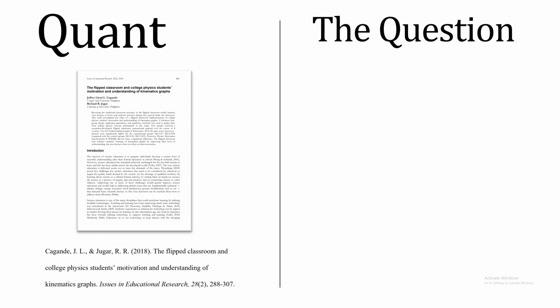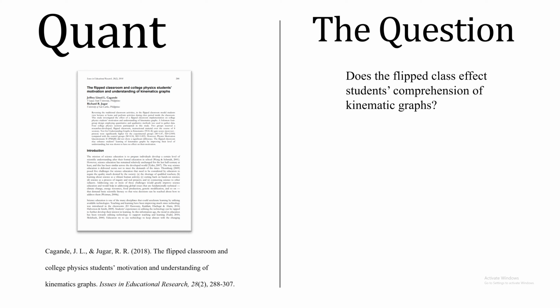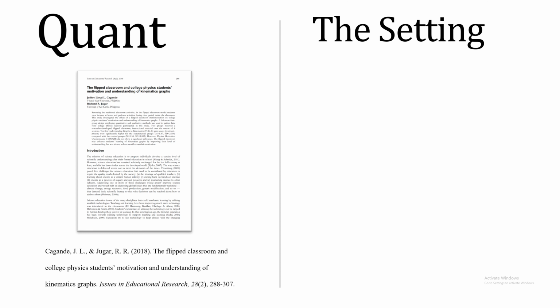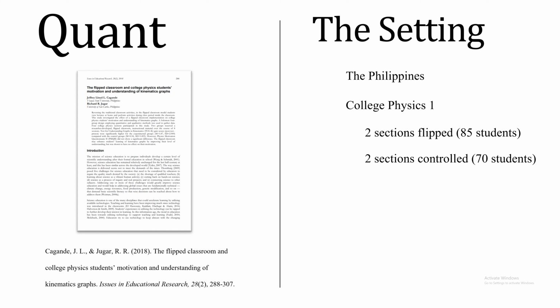The question that this study is trying to answer is, does the flipped class affect student comprehension of kinematic graphs? Now, it also simultaneously tries to answer the question, does the flipped class affect students' motivation to learn physics? The setting for this is the Philippines, in a course called College Physics 1, which is a freshman level, college level course. And they flipped two sections with a total of 85 students, and then two sections were held as control groups with a total of 70 students. It's kind of funny, the study says that they casted lots to decide who was flipped and who was controlled. Now, one unit was flipped, so this study encompasses 8 total lessons and is relatively small in its scope.